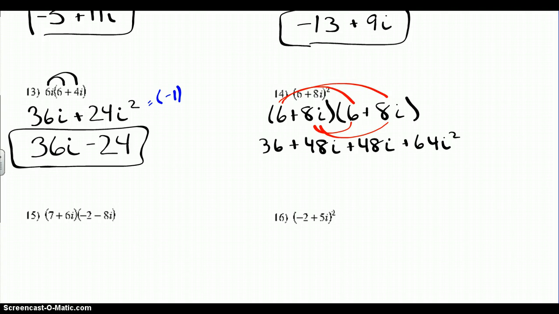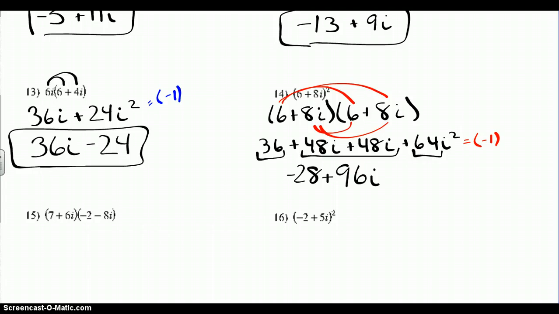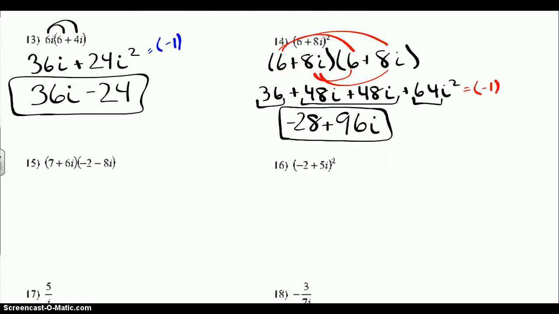Okay, next I need to combine like terms. Remember that i squared we can simplify with -1. And now I'm just going to combine like terms. 48i plus 48i gives me 96i. And then 36 minus 64, because the i squared turns into -1, is going to give me -28. So I have -28 plus 96i. Okay? And number 16 you'll see is very similar to that.